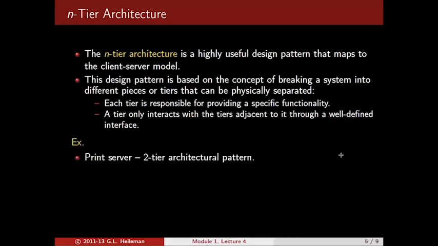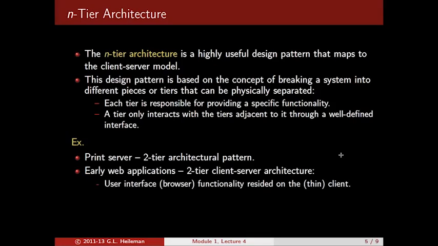The print server example that we already discussed is an example of a two-tier architecture. You've got the print server on the server side, and you've got a client who's interacting with it, which could be a browser, it could be through some other operating system, on the client side. Early web applications were two-tier client-server architectures. So they're a two-tier architecture.